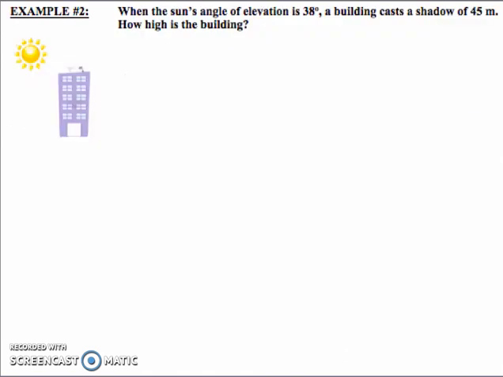Example 2, it says when the sun's angle of elevation is 38 degrees, a building casts a shadow of 45 meters. How high is the building? All right, so let's add a little bit of information to our picture here. We know that the shadow that is cast by the building has a length of 45 meters.